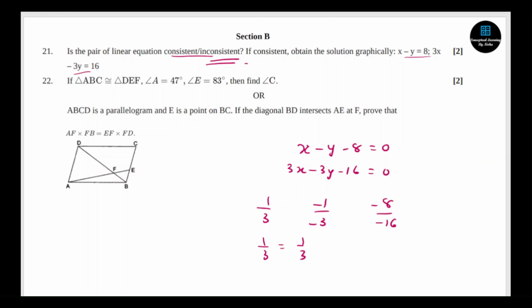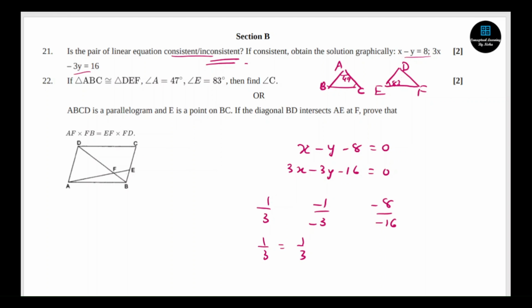Alright. Now, triangle ABC is congruent to triangle DEF. See, they have given congruent, okay, not similar. Now angle A is 47, angle E is 83, and we have to find angle C. Very easy question. I'm leaving this question to you, okay? You solve this on your own and write the answer in the comment box. Because for congruent triangles, the corresponding angles and the corresponding sides are equal. Use this fact and solve it.